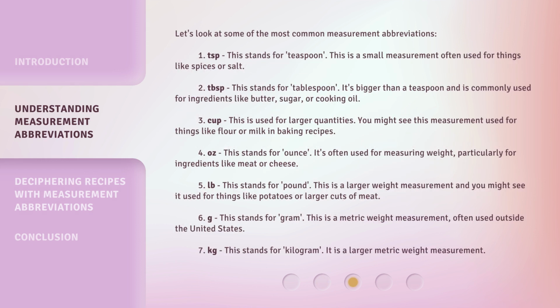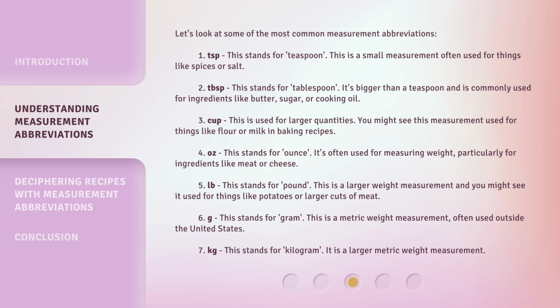Let's look at some of the most common measurement abbreviations. 1. TSP. This stands for teaspoon. This is a small measurement often used for things like spices or salt. 2. Tablespoon. This stands for tablespoon. It's bigger than a teaspoon and is commonly used for ingredients like butter, sugar, or cooking oil.